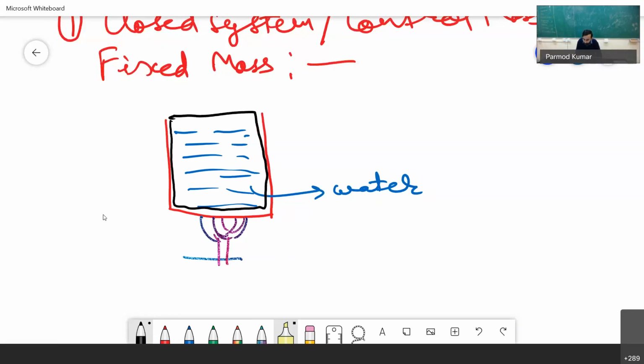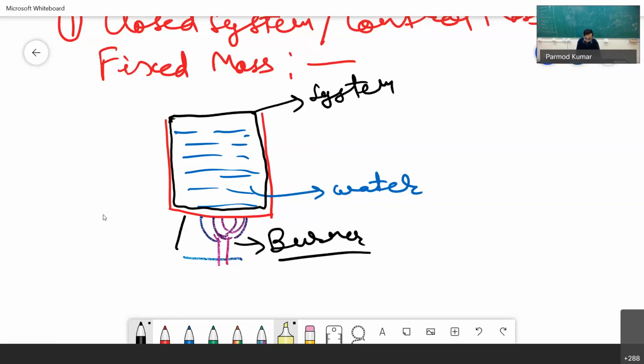Now for this particular system, you can see that the boundary is completely closed from all sides, and only because of this burner are we adding heat into the system. So we are adding energy across the boundary of the system, and the amount of water within this system is fixed. That amount of water is not changing. So here there is no mass transfer across the system boundary.